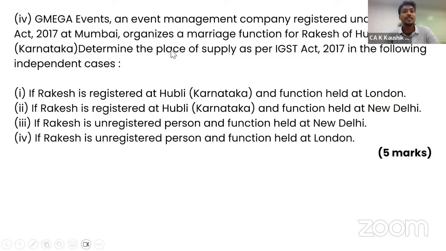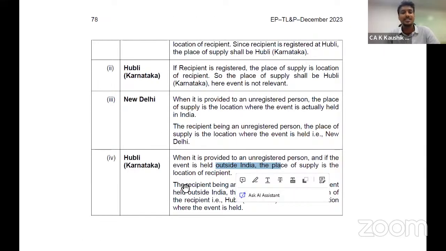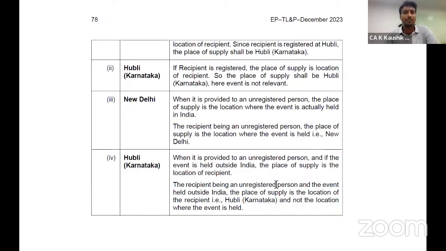Where is the location of the recipient? Rakesh is taking the service. Rakesh is situated in Hubli. The marriage function is organized for Rakesh of Hubli. Rakesh is of Hubli, so you will take Hubli, Karnataka, as the state of the place of supply. The recipient being an unregistered person and the event held outside India, the place of supply is the location of the recipient, that is Hubli, and not the location where the event is held.